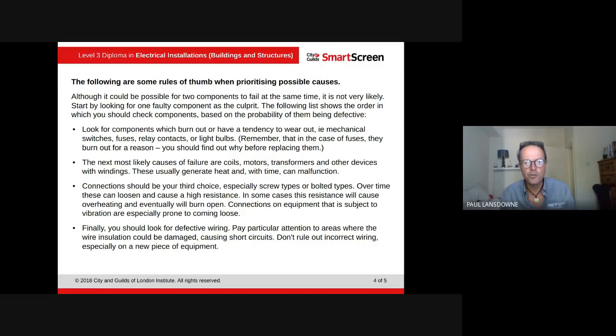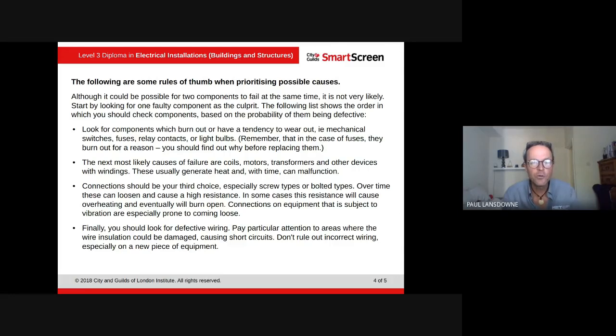Connections should be your third choice, especially screw types or bolted types. Over time they can loosen and cause a high resistance. In some cases, this resistance will cause overheating and eventually will burn open. Connections on equipment that is subject to vibration are also especially prone to come loose.